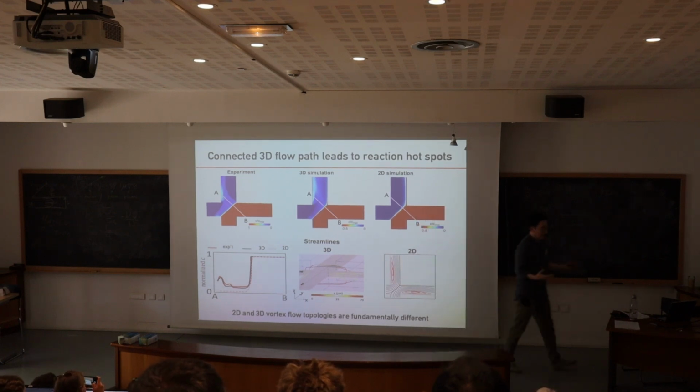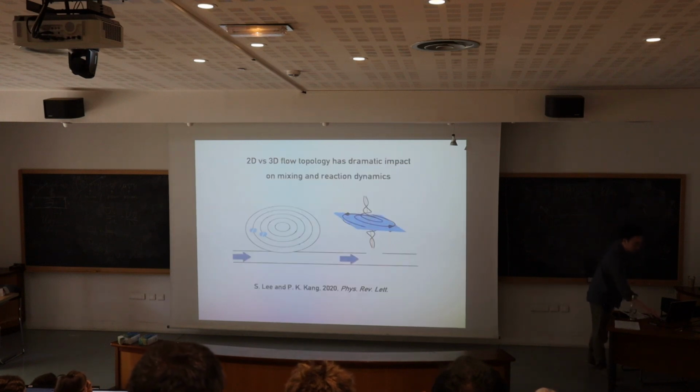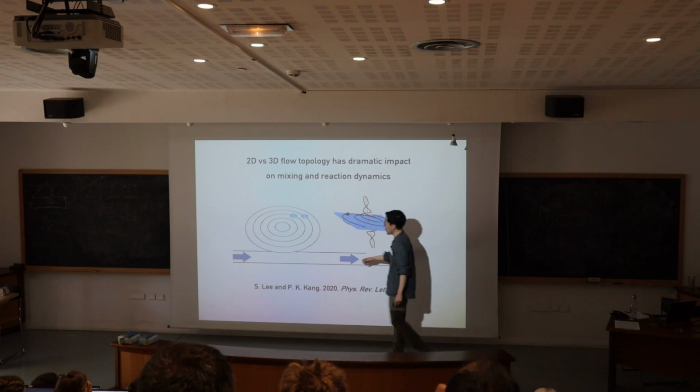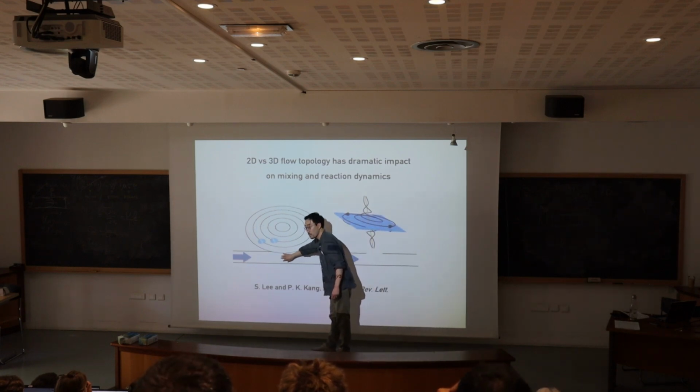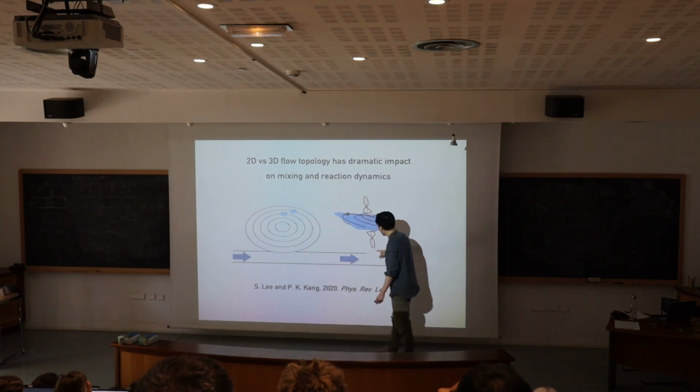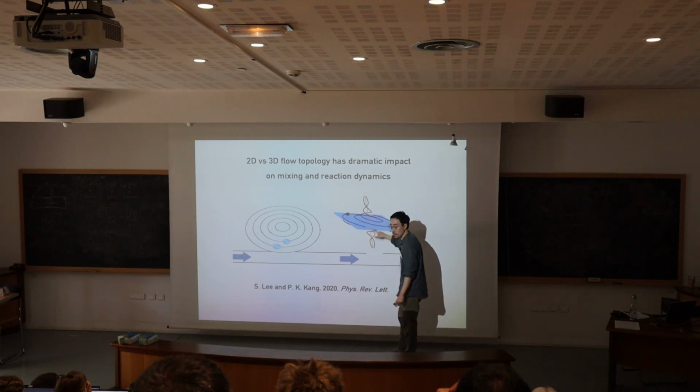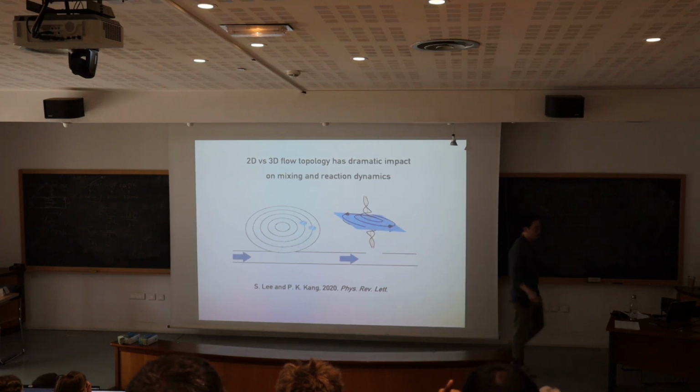And I cannot think of a better example of highlighting how important 3D flow topology is, because what's essentially happening is, in the 2D case, if there's some reactant coming in, it can only enter the recirculating flow via diffusion. But in the three-dimensional case, it can advectively come in, mix, and then advectively exit. So that leads to the fundamental difference.